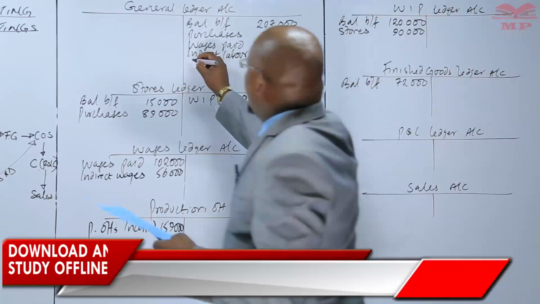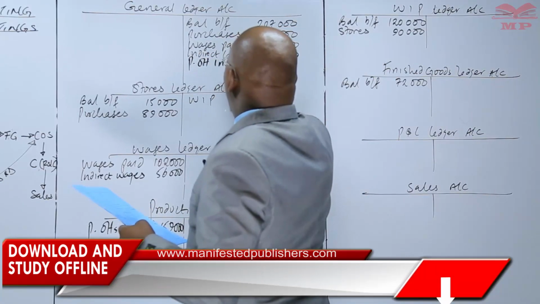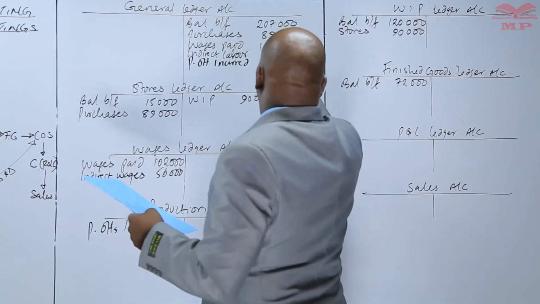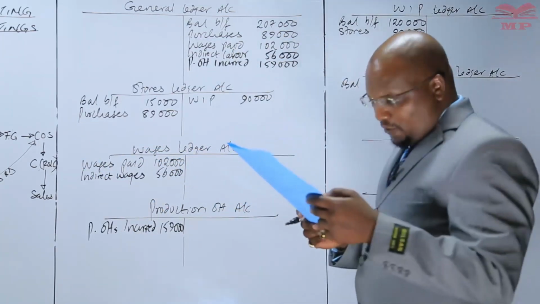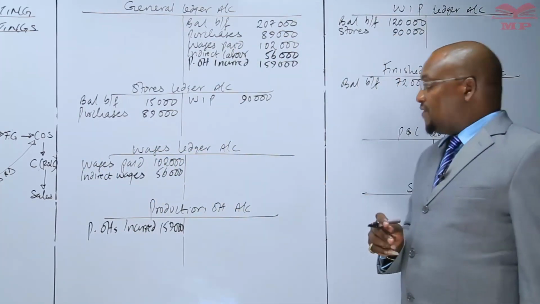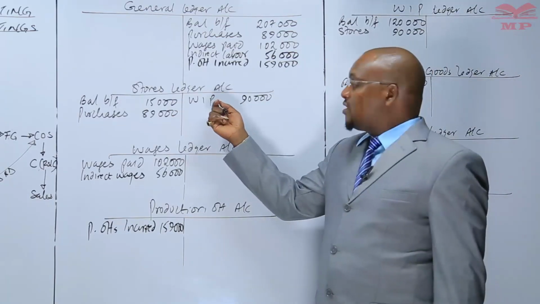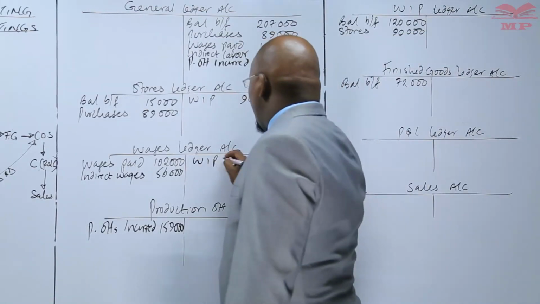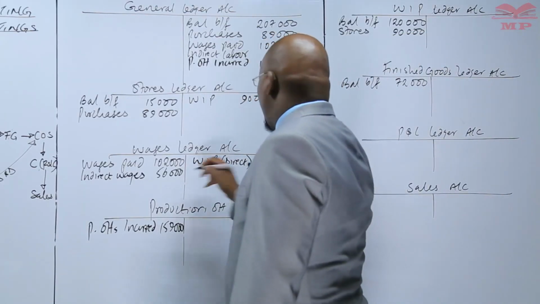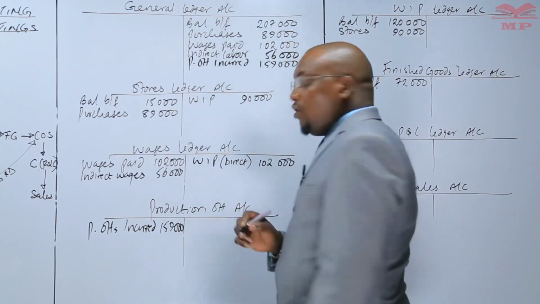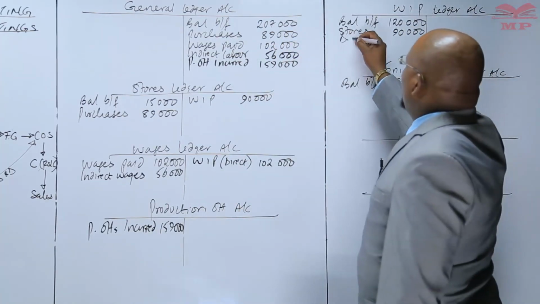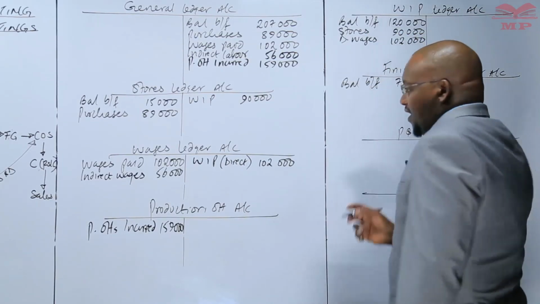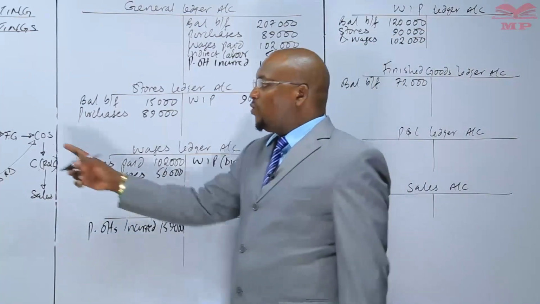Now this one, you have to bring it here. Production overhead incurred. This is 159,000, and that is it for now. Then we need to make a transfer. The way you have transferred the materials to the production, we transfer the wages to the production. So what we transfer to the WIP is going to be direct, and direct is 102,000 only. We transfer it here. This is direct wages in the production. This is 102,000.